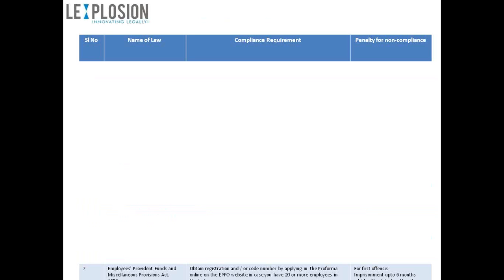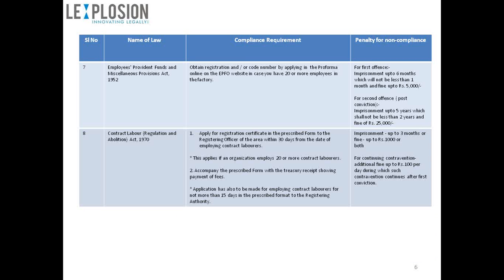So this application will have to be made in the prescribed form and after payment of the required fees. Application has also to be made for employing contract laborers for not more than 15 days in the prescribed format. That is, if you're going to employ temporary contract labor, and you're not going to have them for more than 15 days, you still have to apply to the registering authority.